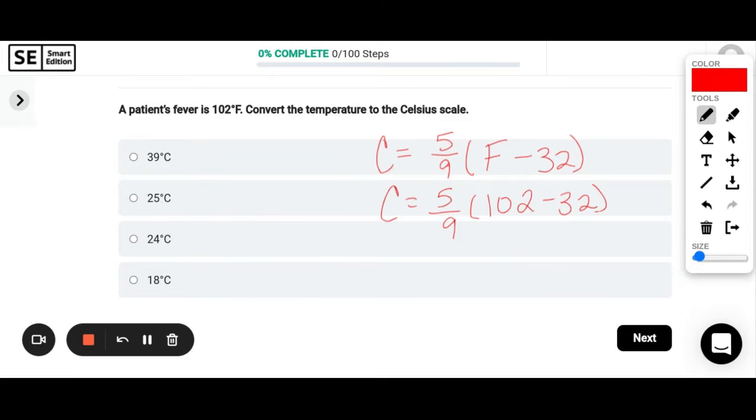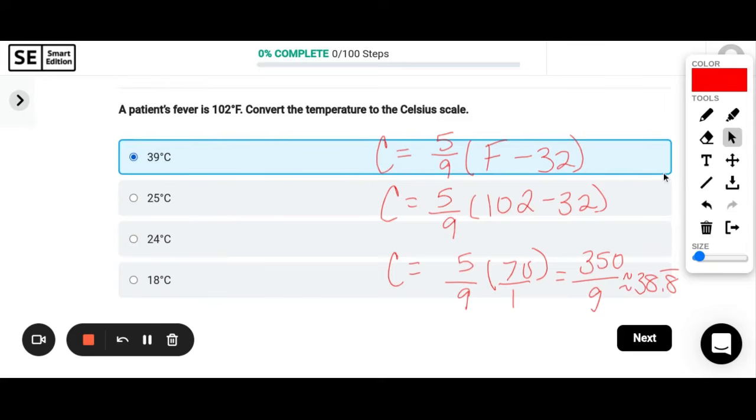And when I go through and simplify that, I get 5/9 times 102 minus 32 would be 70. Okay, so now I just have to figure out how do I do 5/9 times 70. So I can just go across the top and across the bottom here. We might want to add a 1 if we need to. 5 times 70 would be 350 divided by 9. And if I just plug that into my calculator, I get approximately 38.8 repeating. So that is super close to our choice right here of 39 degrees Celsius.